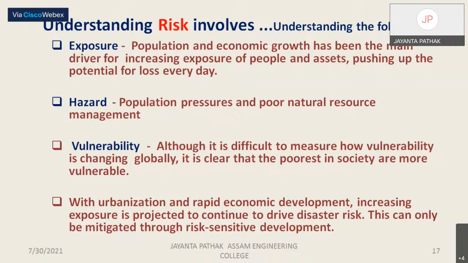Hazard, we need to understand. If we're talking about hazard, then I must understand, if we're talking about Guwahati city, what is the hazard setting for Guwahati city in terms of earthquake. Vulnerability, we need to see what is the quality of buildings, primarily quality of buildings and other infrastructure.